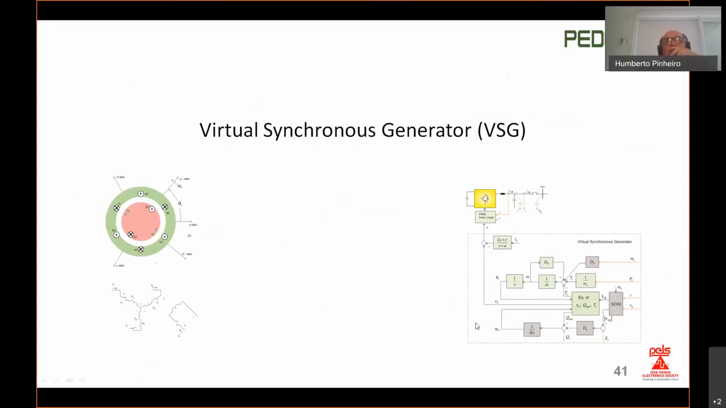The primary motivation behind the adoption of these virtual synchronous generators is that in a multi-converter power grid that operates according to this concept, it would render the overall system stable, like in a conventional power system that is dominated by the synchronous generator.